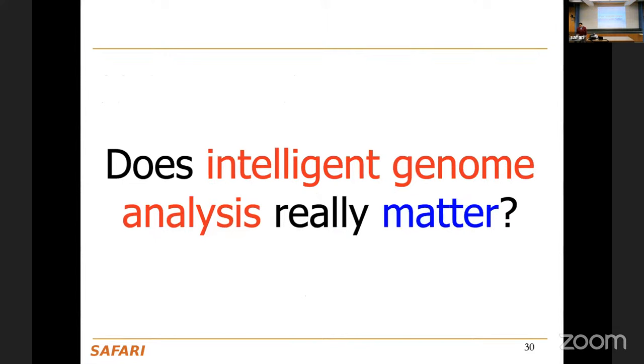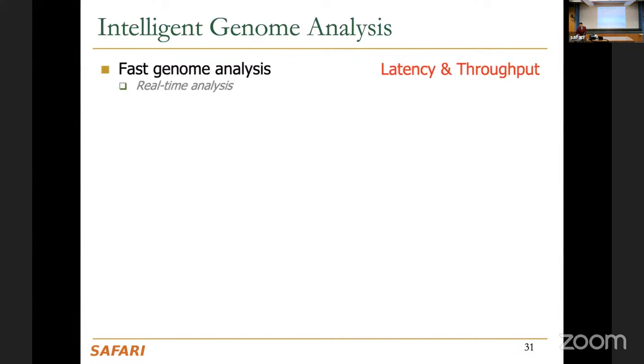So after covering how important it is to understand the genome and to analyze the genome accurately, let's also ask this question: does intelligent genome analysis really matter? We covered briefly what intelligent genome analysis is in the earlier slides, but let's make it even more concrete. What we really want with intelligent genome analysis is, first, definitely a fast analysis, right? This may mean low latency or high throughput, and this can be really important, for example, for performing real-time analysis of the genome as the sequencing machine generates the data.